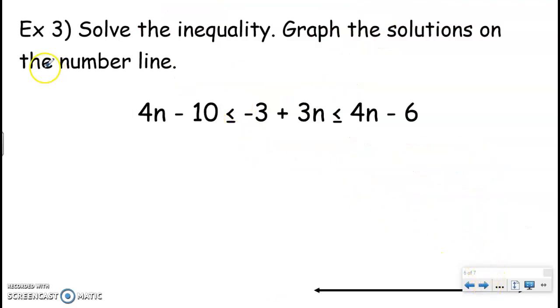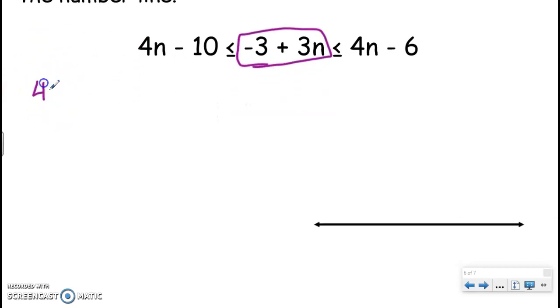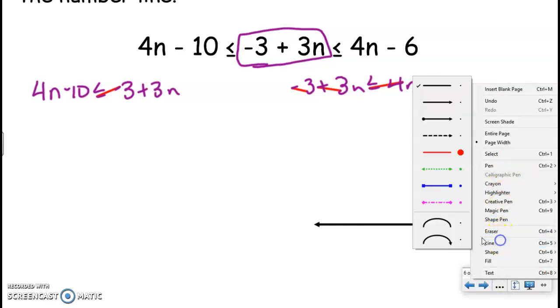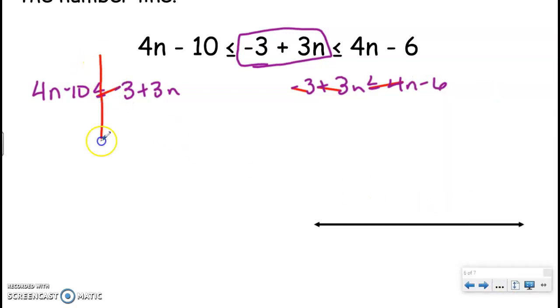Again, this one is an AND, and I cannot break this part apart. So it needs to go with each one of them. So I have 4n minus 10 is less than or equal to -3 plus 3n. Apologize for any weird colors there. I'm not sure why that red is doing that. I'm going to draw my line through those and solve each one.